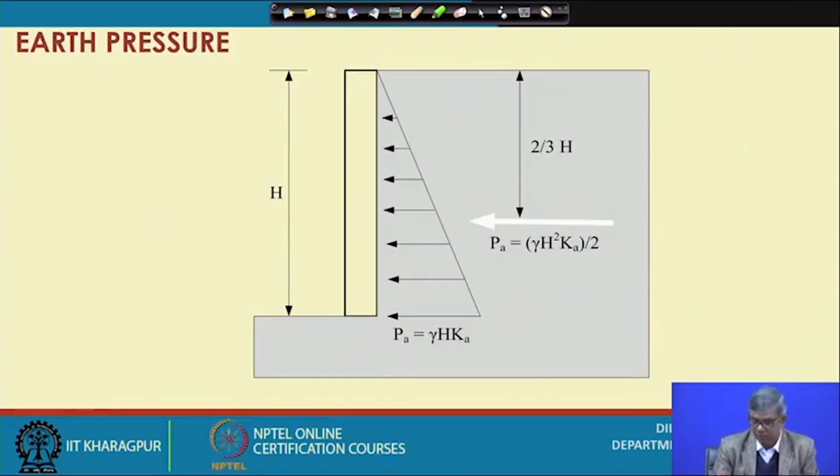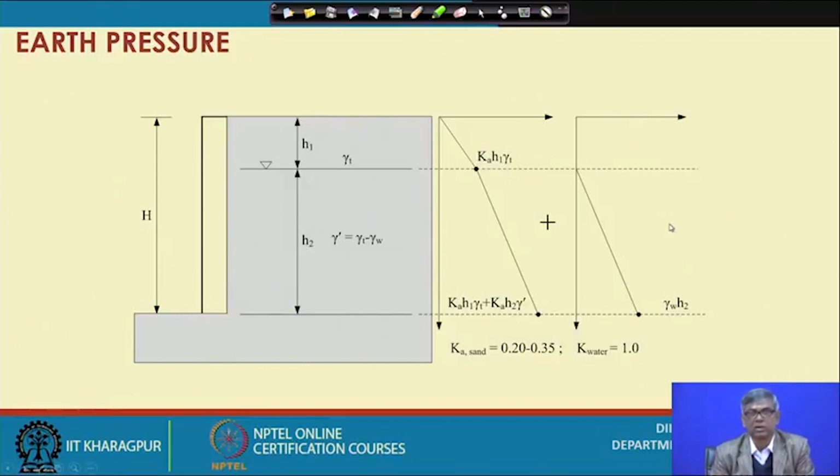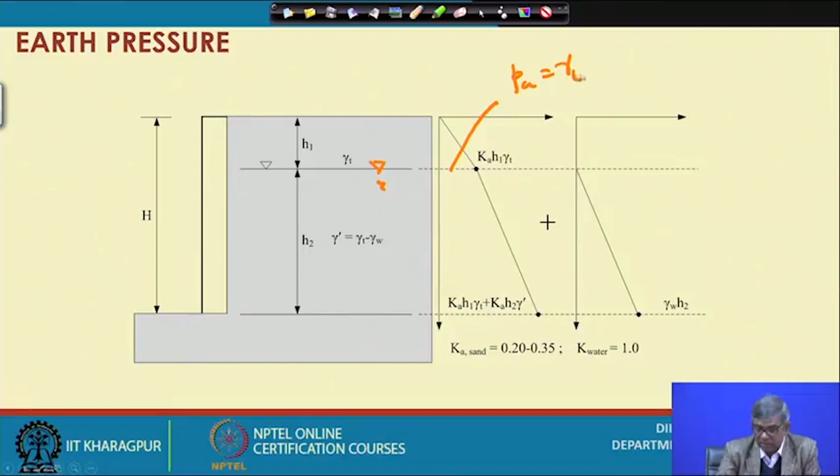So, next is, suppose there is a water table somewhere here. Earlier it was suppose dry cohesionless soil, and here suppose the water table is up to this. That means this is saturated and beyond that suppose dry. So, here if it is gamma T, then at this point the active earth pressure diagram Pa will be equal to gamma T times H1 multiplied by K. So, this is written here. At this point this is the value.